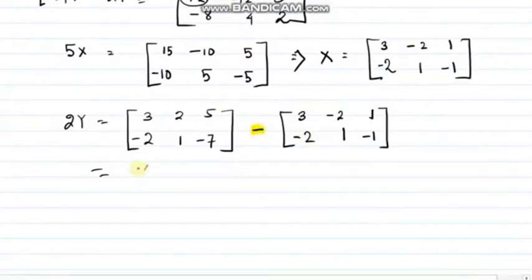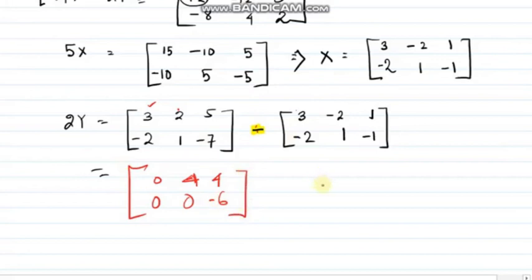So be very careful. The first element will be 3 minus 3, 0. Second element, 2 minus of minus 2, that is plus 2, 4. 5 minus 1, that is also 4. Minus 2 minus of minus 2, that is minus 2 plus 2, 0. 1 minus 1, that is also 0. Minus 7 minus of minus 1, that is minus 7 plus 1, that is minus 6. So this is my 2y. From simplification, y will be [0 2 2; 0 0 minus 3].